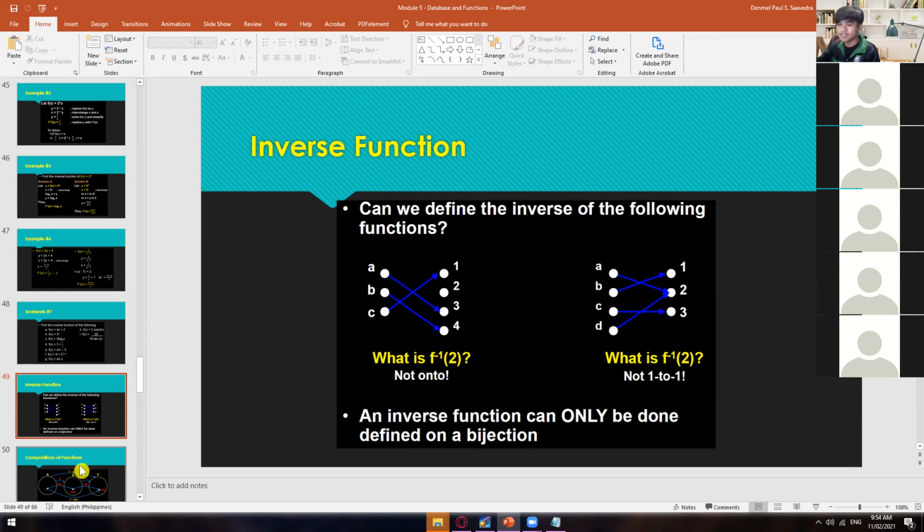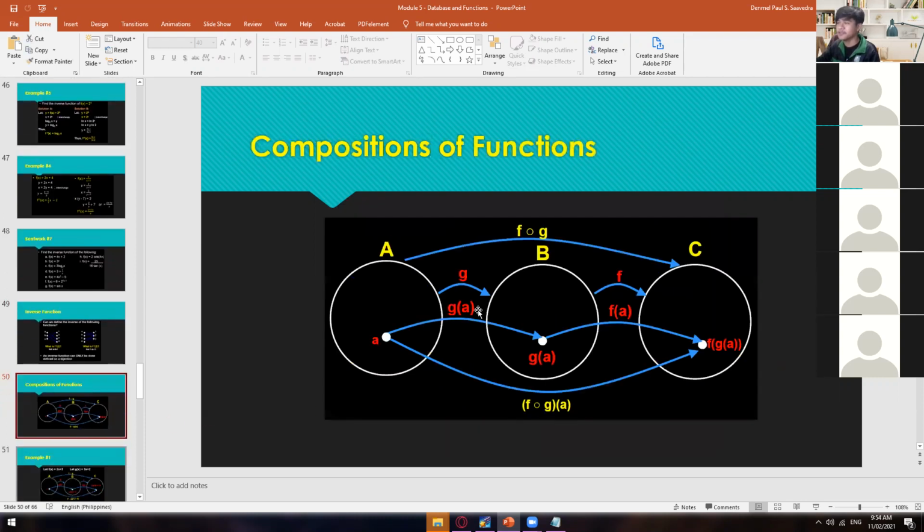Okay. All right. So we have here the compositions of functions. You can just disregard this one for now. Basically, we have this f of g of a. Later on, I will discuss one by one the things that you need to consider to get the f of g of a.